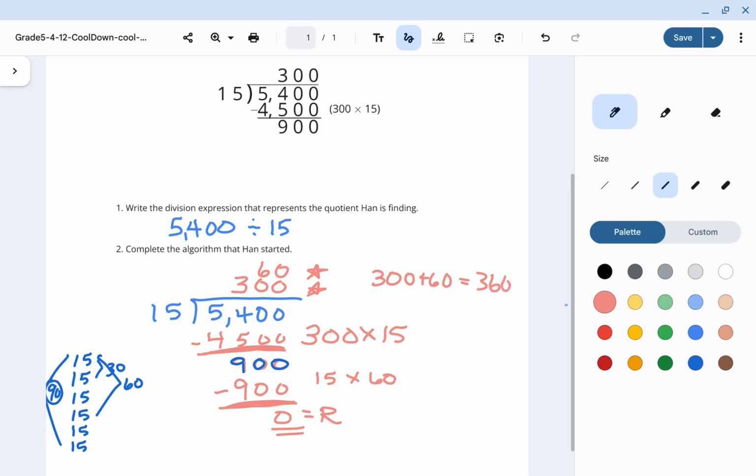360. So our answer to this problem that we started in number 1, we said that 5,400 being divided by 15 was what we were answering. We can now make it an equation by writing our answer of 360.